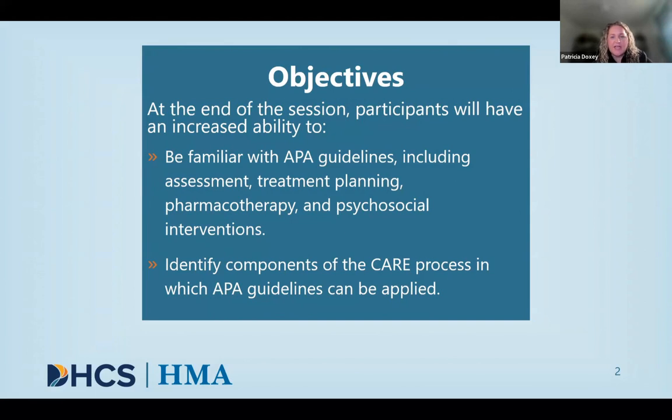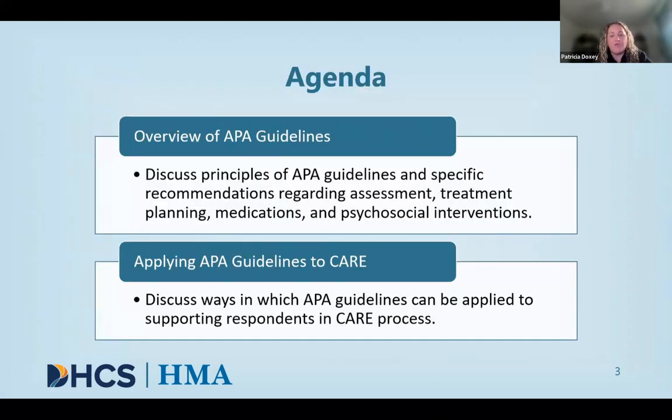Let's take a look at the objectives for today. The goal is that by the end of the session, you'll be more familiar with the APA guidelines and some of those details within those guidelines, and then understand how components of the care process in which APA guidelines can be applied. Let's look at our two major sections for today's discussion. First, we will have an overview of those guidelines and discuss the principles and specific recommendations within those. And then, like I said, applying the APA guidelines to care and looking at a specific case study and how that could work.